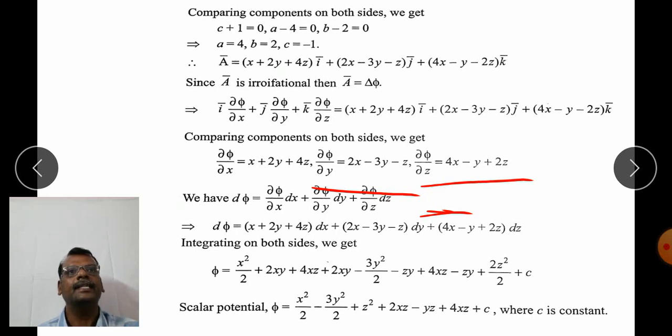Please see, here some terms are repeated in the subsequent integrals. Here 4xz, 2xy, 2xy, we have to take only one term, and therefore finally we get the solution, which is known as the scalar potential for the given function, φ is equal to x²/2 minus 3y²/2 plus z² plus 2xy minus yz plus 4xz plus c.